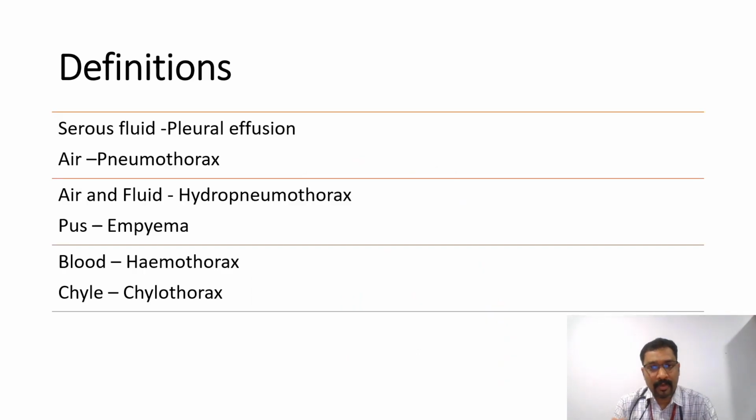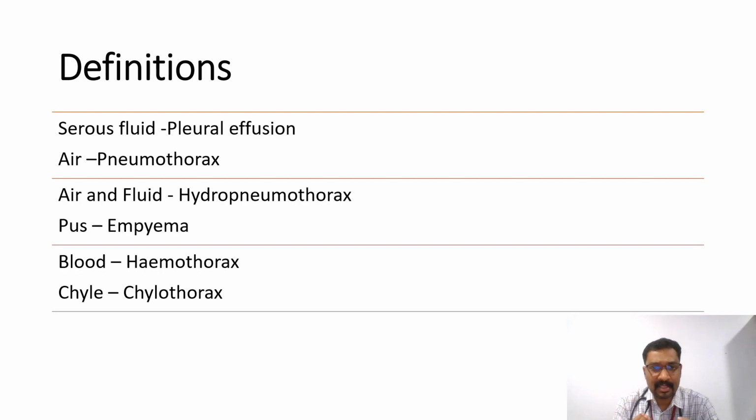As you're aware, there are two layers of pleura covering the lung, the visceral as well as the parietal pleura. Based on what accumulates inside or between these two layers of the pleura, you will have these definitions.